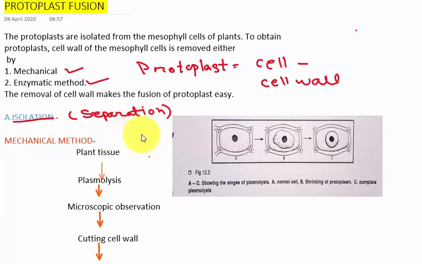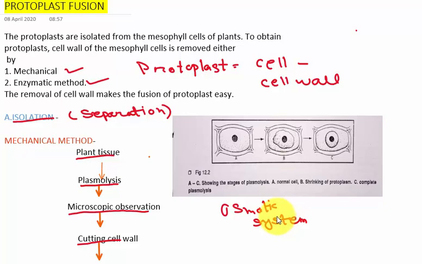The process is: first we take plant tissue, then place it in a hypotonic solution, then plasmolysis occurs, then microscopic observation and cutting of the cell wall, and then we get the protoplast. You can see in this picture the stages of plasmolysis. We know that the plant cell is an osmotic system, right?